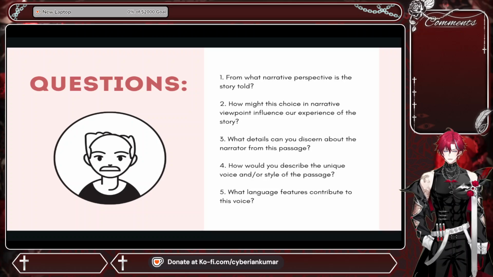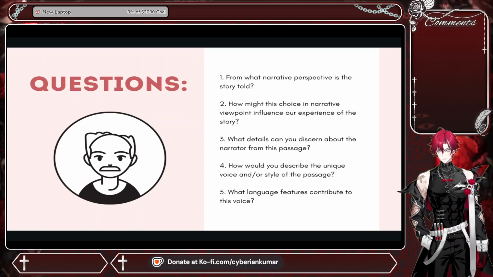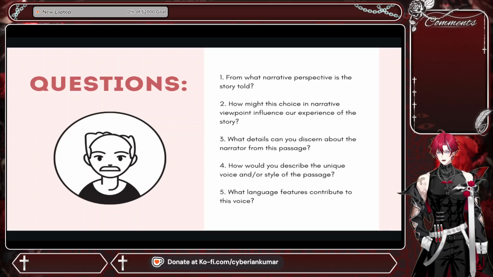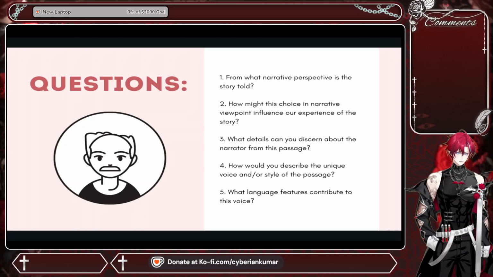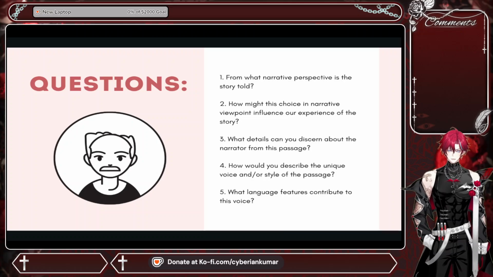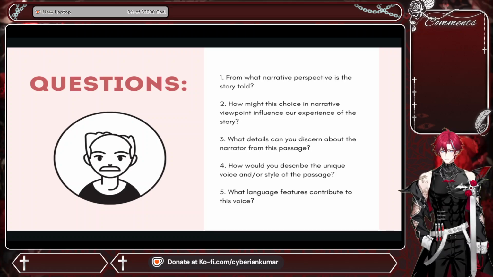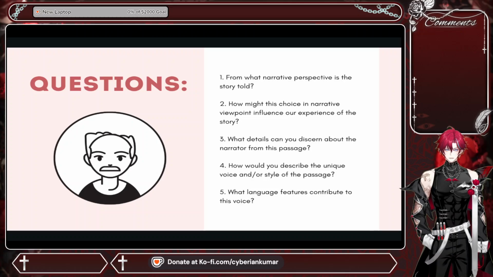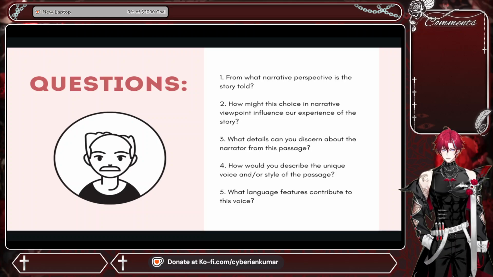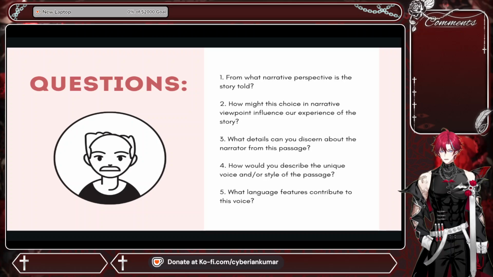Try to understand this, right? And then the third is what details you could discern from this passage about the narrator, what details you can gather from it. Try to understand this. And the fourth point is how you would describe the unique voice and style of the passage. Once you identify what type of narration it is, you try to describe the unique voice or style of the passage.